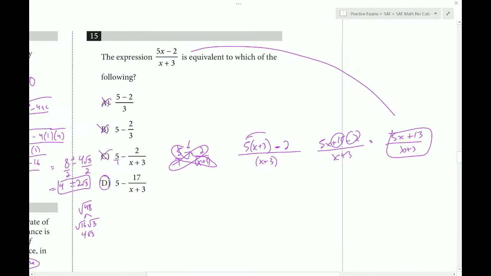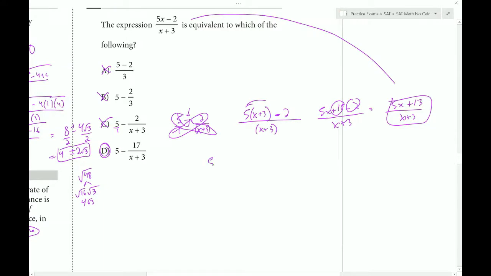And actually, if you do it with choice D, you'll notice that it actually will come out correct, because we'll have 5x plus 15 minus 17 all over x plus 3, and the plus 15 and minus 17 will make a minus 2. So yes, that comes out correct.